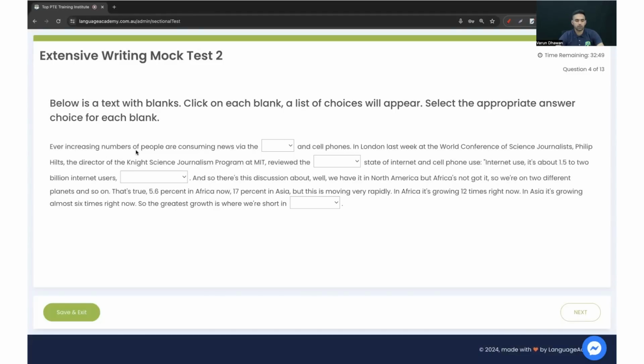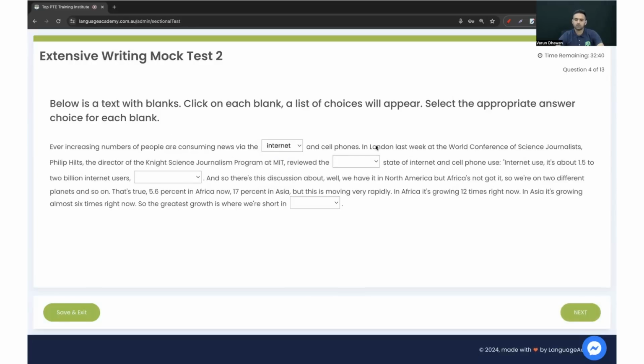Ever increasing number of people are consuming news via the dash and cell phones. So where do we get news nowadays? Internet, right? In London last week at the World Conference of scientists and journalists, Philip Hills, the director of the Knight Science Journalism program at MIT, reviewed the state of internet and cell phone use. Which state? They're talking about the World Conference, right? So worldwide state.